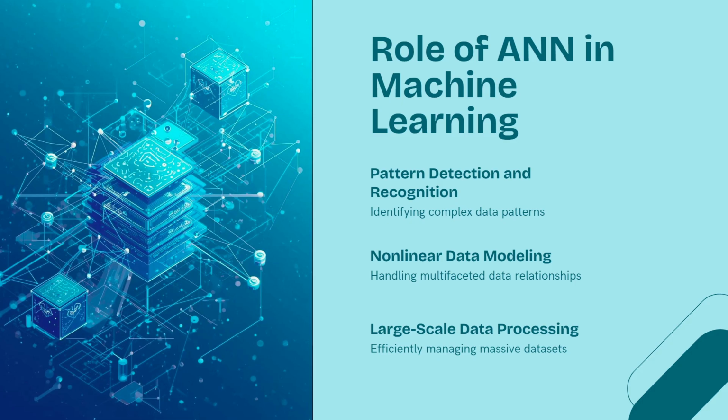Very first we have is pattern detection and recognition. ANN are excellent at recognizing patterns: faces, voices, objects, handwriting. They learn patterns that humans cannot explicitly define. Next, non-linear data modeling. Real world data is messy and complicated. ANN can understand relationships that are non-linear, unpredictable and complex.